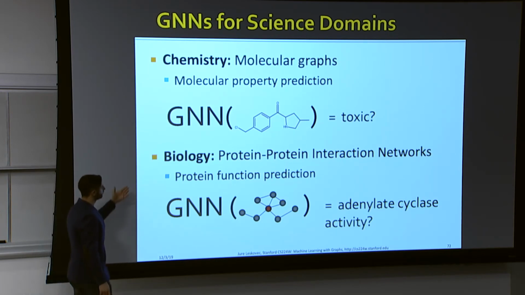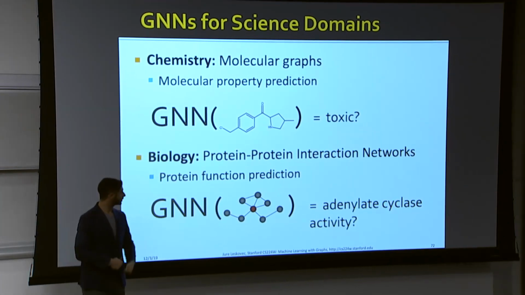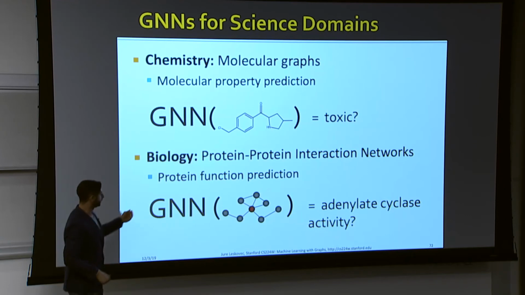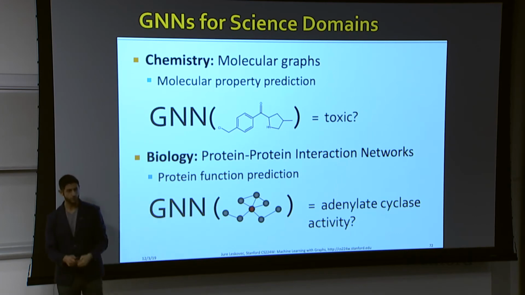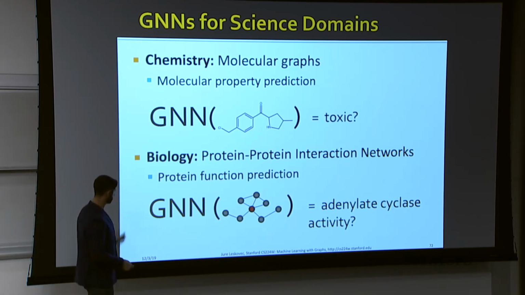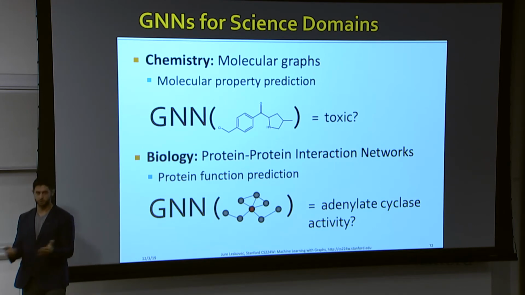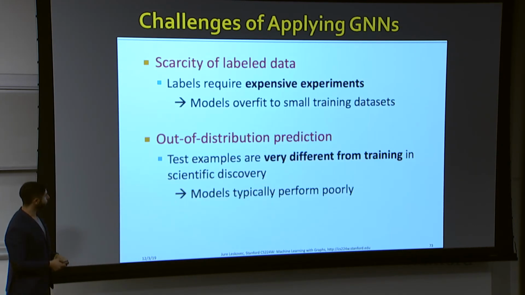Or in the case of biological networks, a very famous one is the protein-protein interaction networks. Then we give as an input the protein structure to a GNN, and we try to predict what's going to be the activity of that specific protein. So these are all new venues where GNNs are being applied with great success. But of course, every time there is a new domain, it also involves new challenges and raises new problems.